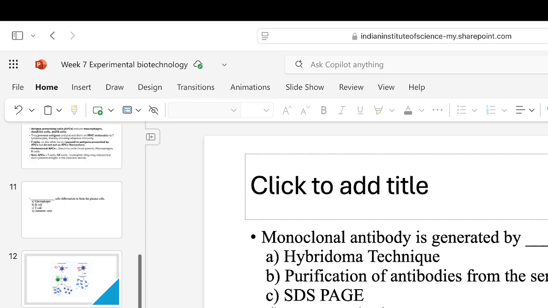Right, good that you had mentioned epitopes here. So coming back to the techniques, when we purify antibodies from the serum, why will it not be monoclonal? Does anyone have an answer for that? Sir, can you repeat the question? Yeah, I'm talking about this option B. When we purify antibodies from the serum, why will that not be monoclonal? Or will it be monoclonal?